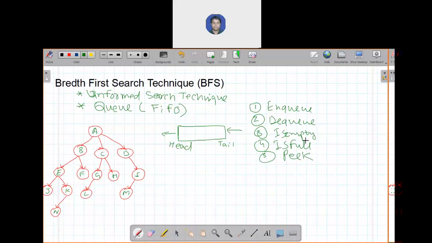Is full. If your queue is full, it will return true, otherwise false. The fifth operation is peek. What will the peek operation return? Please unmute your mic and speak. Top element of the queue. Top element. Okay, it will return the first element. It will get the value of the front element without removing it. From this peek, we can get the value of the front element of the queue. These are some operations we can apply over the queue.